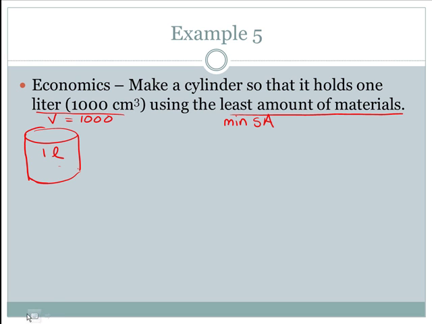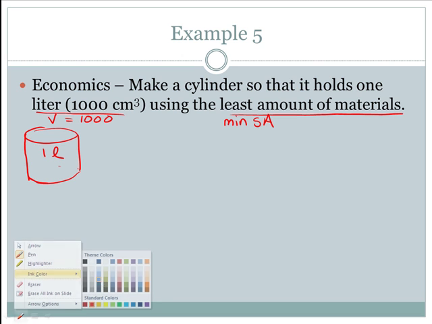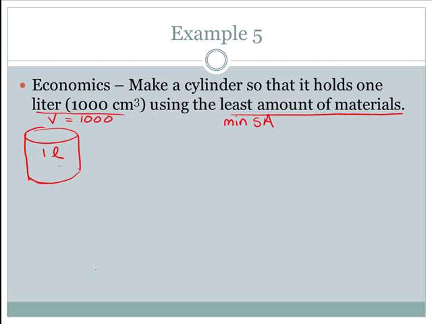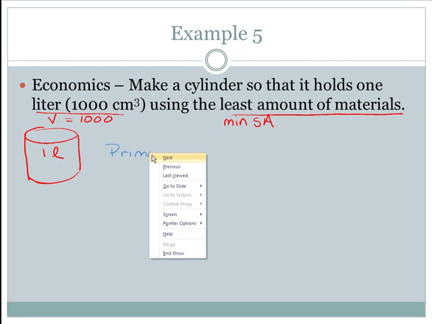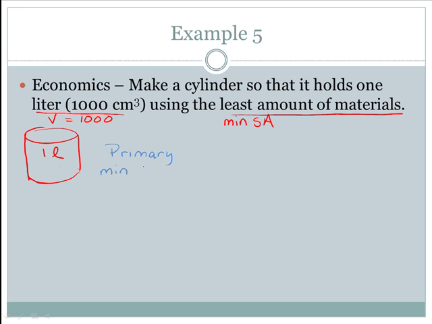So this one, most likely you found it difficult at first because it looks like, well, what are they talking about, least amount of materials? You need to know that that represents surface area. So my primary is going to be to minimize the surface area. My helper is going to be that the volume equals 1,000.